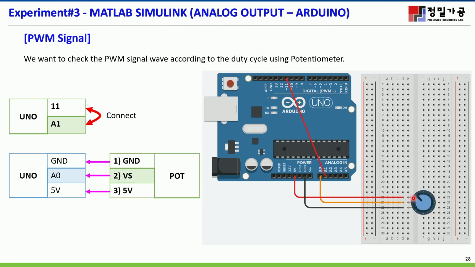And this one is, of course, to generate the value of duty cycle using the potentiometer. The potentiometer connects to A0.